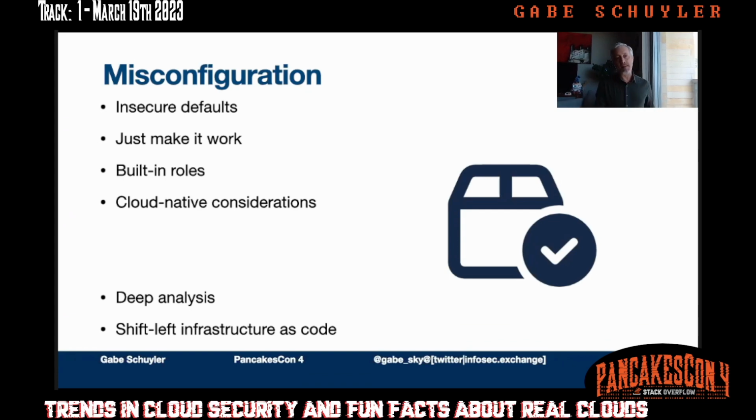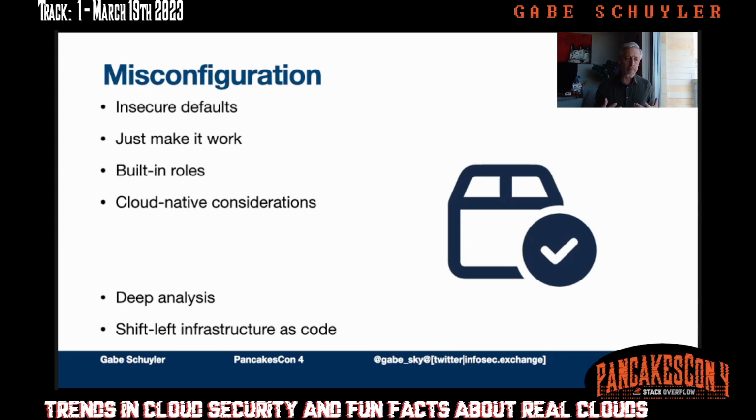Misconfiguration. This is the number one problem. Defaults are frequently insecure. You get confused sometimes around identity and around permissions, and so you'll open things up to just make it work. Part of that is because there are built-in roles in the cloud, so you can create your own fine-grained role-based access control, but there are also built-in roles in the cloud that do the trick. And so you can give someone a read-only account, but then they can read everything, for instance.